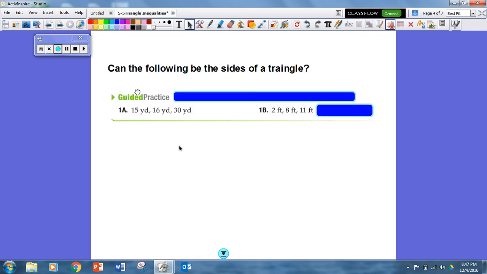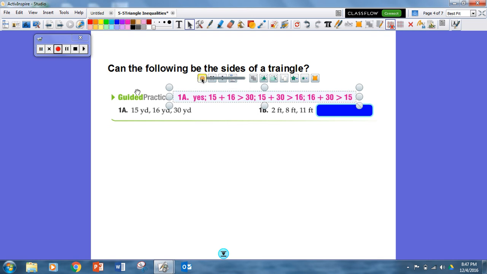Can the following be the sides of a triangle? Again, pause the video, figure out the answers, and come back. Welcome back. So the first one is 15, 16, and 30. And the answer is yes, that can be the sides of a triangle, because 15 plus 16 is greater than 30, 15 plus 30 is greater than 16, and 16 plus 30 is greater than 15.